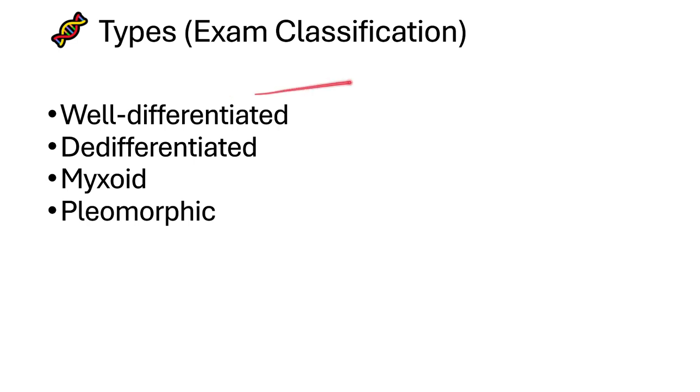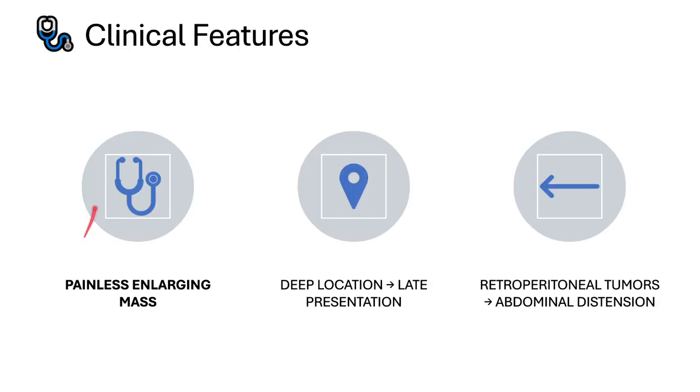When talking about the liposarcoma, there are four types of liposarcomas. They are the well differentiated ones, de-differentiated ones, myxoid ones, and pleomorphic ones. In this video, we are not going to talk about the types.